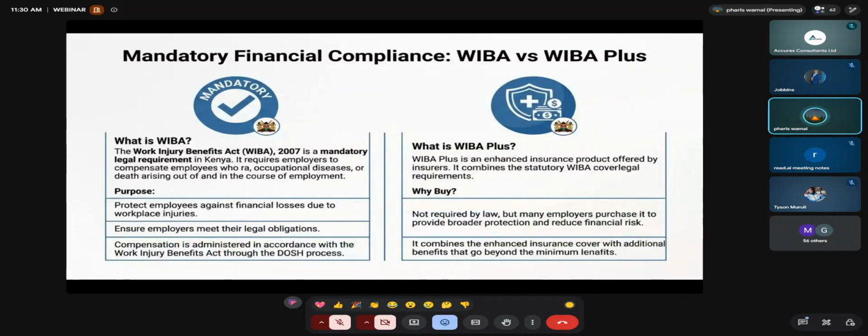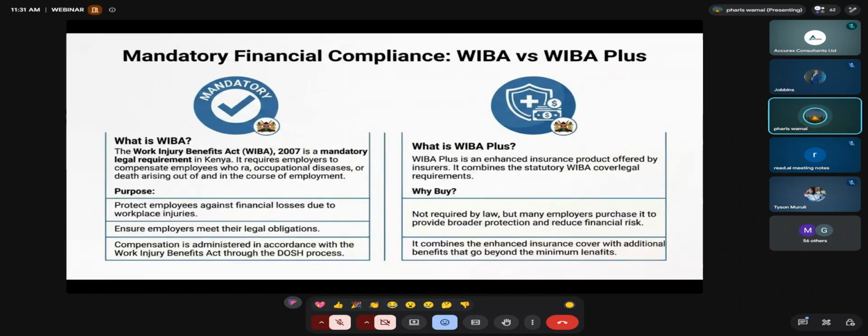Another very important compliance is WIBA. WIBA is the Work Injury Benefit Act of 2007, which is a mandatory legal requirement in Kenya. It requires employers to compensate employees who suffer injuries, occupational diseases or death arising out of and in the course of employment. The purpose is to protect the employee against financial losses due to workplace injuries, ensure employers meet their legal obligation, and obviously compensation is administered in accordance with the DOSH processes.